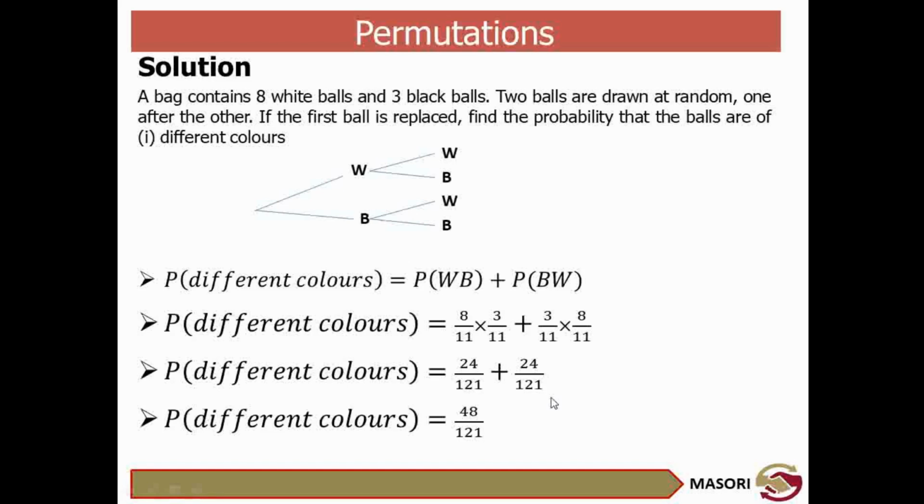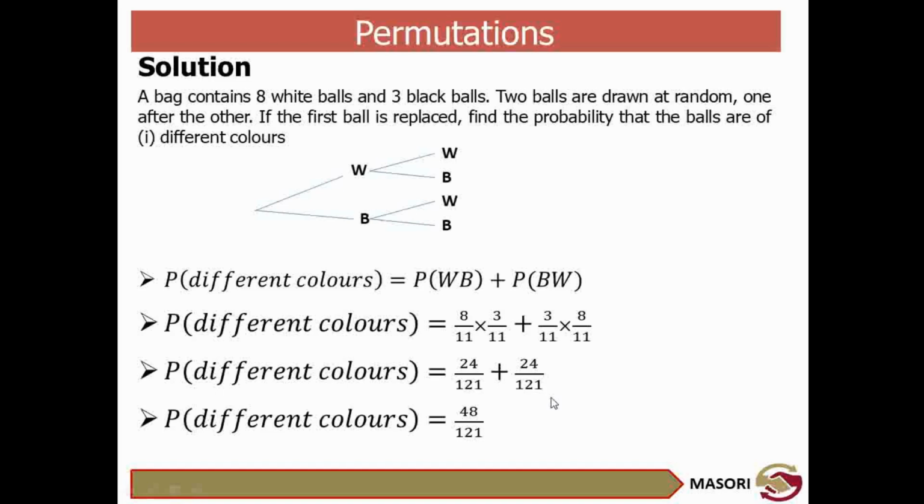Therefore, if a bag contains 8 white balls and 3 black balls, and then we draw 2 balls at random, one after the other, if we allow for replacement, and then we need to find the probability that the balls are of different colors, that probability will be 48 over 121.